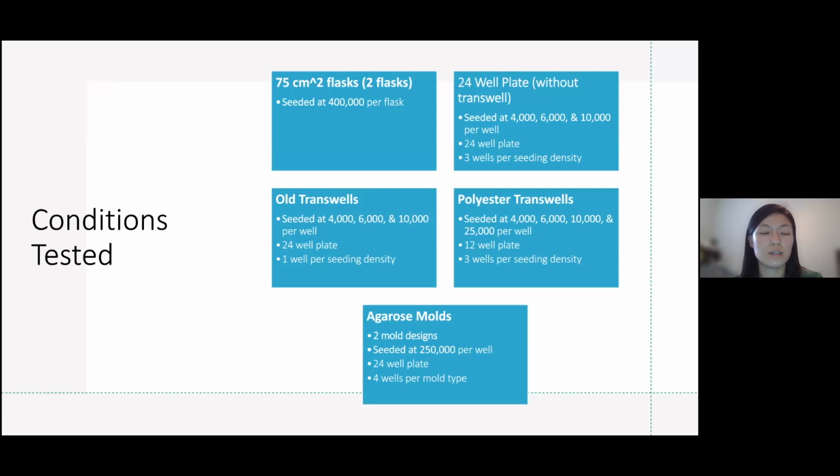For these transwells, I tested many conditions. First, I grew them in 75 centimeter squared flasks just to get a control. Those were seeded at 400,000 cells per flask. I also tested 24 well plates with no transwells at 3 different densities: 4,000, 6,000, and 10,000 cells per well. There was an old transwell that we tested that's coated with laminin, so I also tested that at those same densities. I tested a new polyester transwell, and we also decided to test agarose molds that would create a 3D model or organoid of those myoblasts.